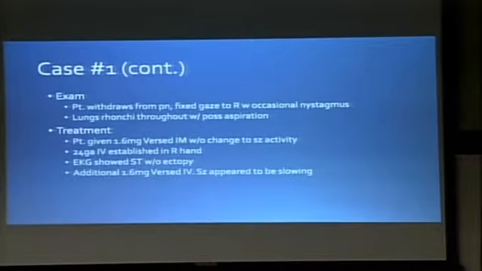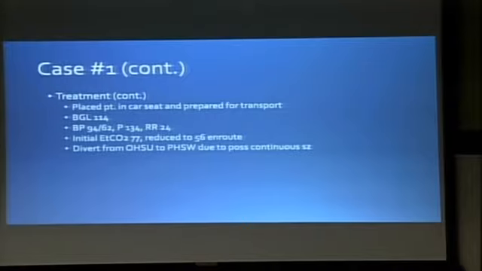A 24 gauge IV is established in right hand. EKG was sinus tach. An additional 1.6 milligrams of Versed given IV. Seizure appeared to be slowing. In other words, I'm not sure what that meant, because the only thing we were showing is she's got a fixed gaze to the right, a little bit of nystagmus, no other seizure activity. It was probably a low-level seizure at that point. Put in a car seat, transported.